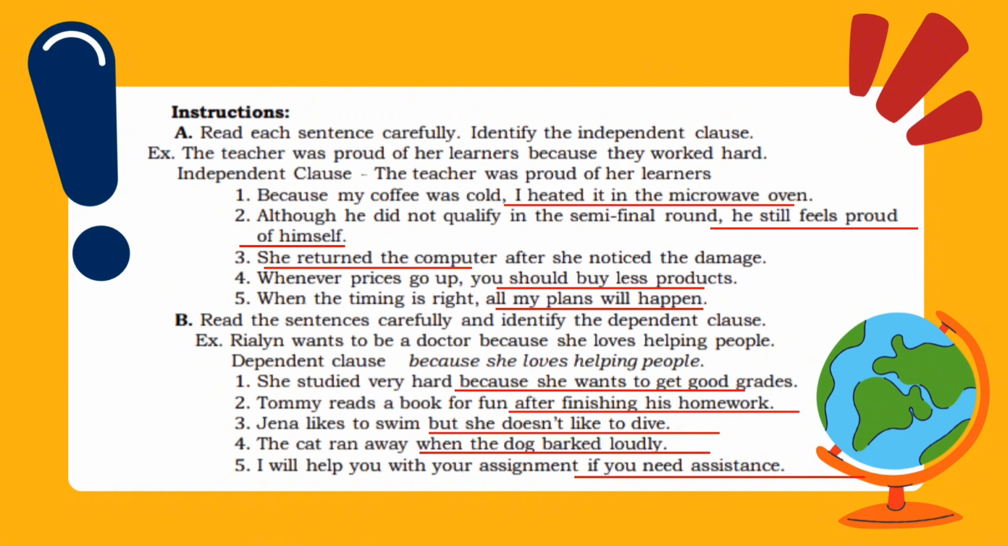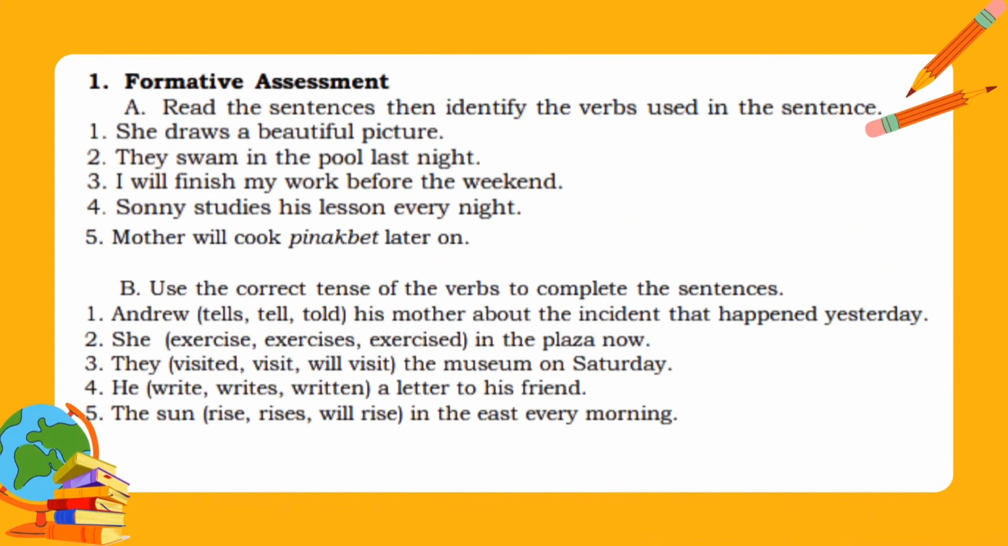Okay, so for letter B, this time you're going to identify the dependent clause. For example, Rialyn wants to be a doctor because she loves helping people. So the dependent clause is because she loves helping people. For number 1, because she wants to get good grades. Number 2, after finishing his homework. Number 3, but she doesn't like to dive. Number 4, when the dog barked loudly. Number 5, if you need assistance. This time I will let you answer this formative assessment, and later on we're going to check if you got the correct answer.